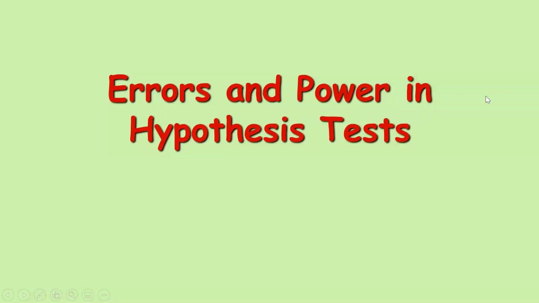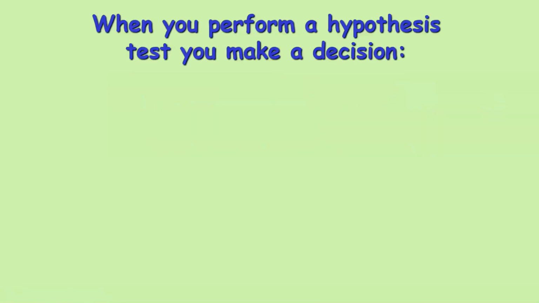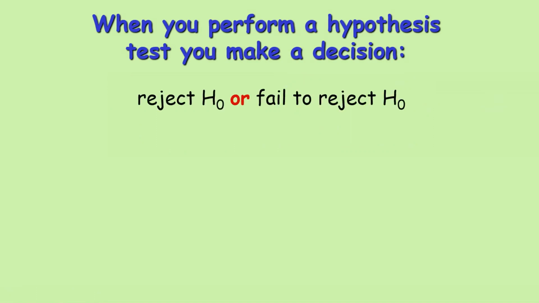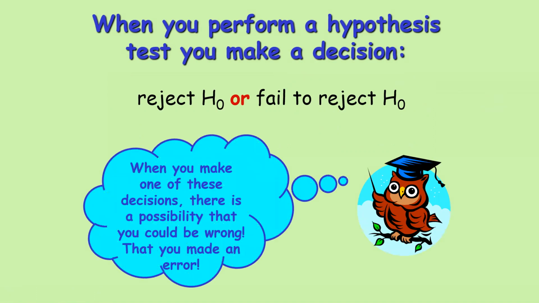Okay, today we're going to talk about errors and power in hypothesis tests. When we perform a hypothesis test, we make a decision. We either reject the null or we fail to reject the null. And when you make one of these decisions, there is a possibility that you could be wrong, that we made an error.